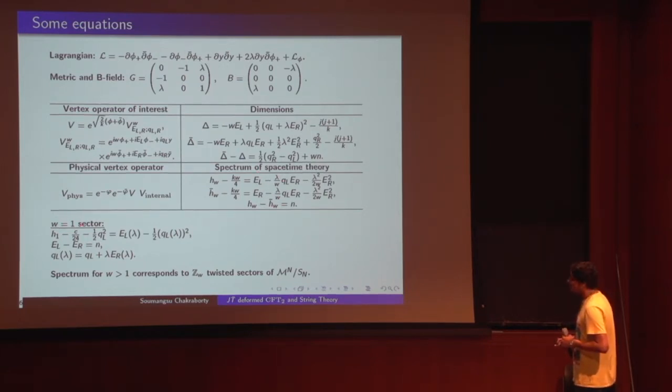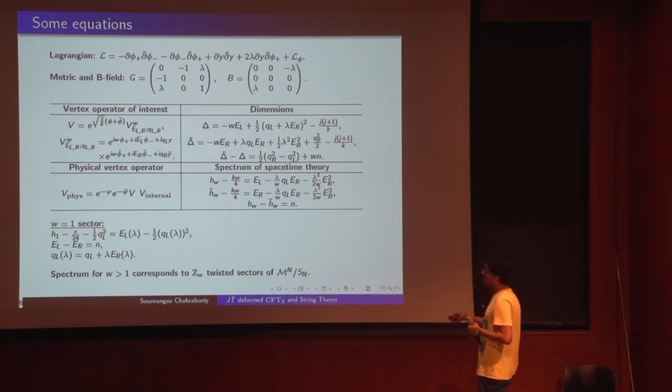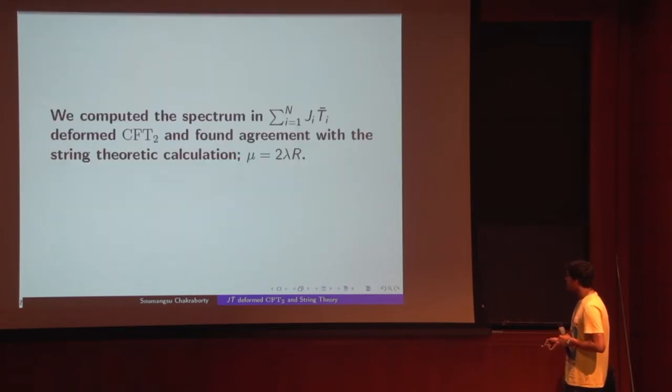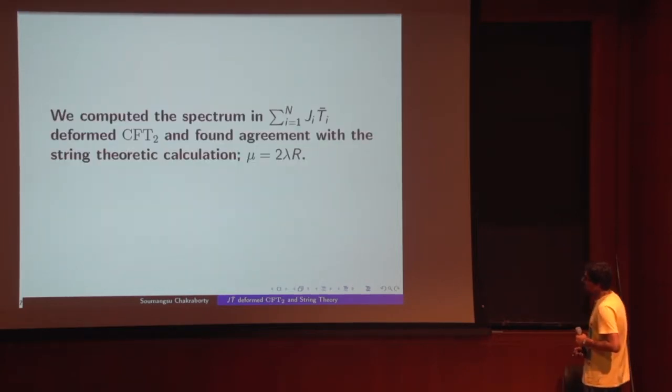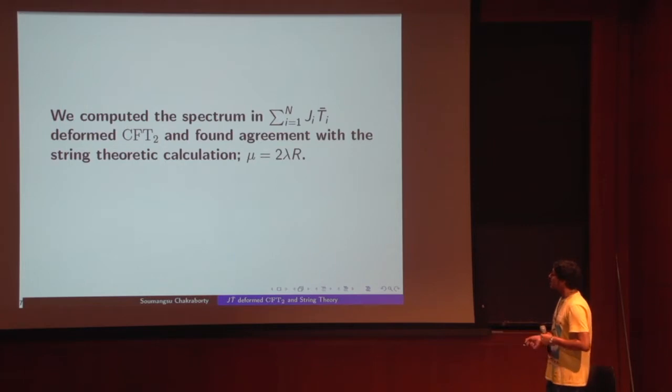In the sector winding equals 1, this is the spectrum. This is the charge, the U(1) charge. And in the case winding greater than 1, the spectrum corresponds to the Z_w twisted sector of the symmetric orbifold CFT. So we computed the spectrum of this JT-bar deformed symmetric orbifold CFT and found that there is an exact agreement with the string theory calculations.